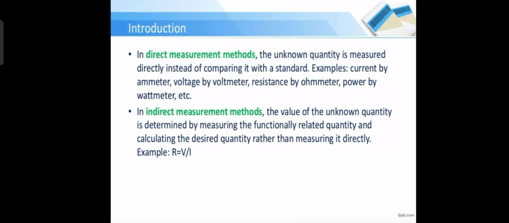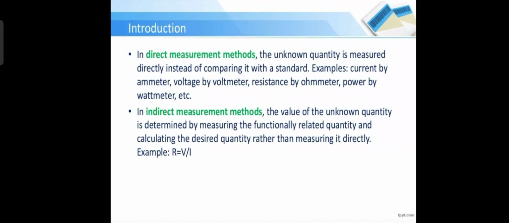In the direct measurement method, the unknown quantity is measured directly instead of comparing it with the standard one. Example, we can use ammeter to measure the current, voltmeter to measure the voltage, ohm meter to measure the resistance, and wattmeter to measure the power.